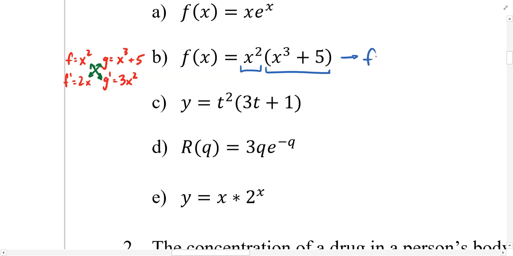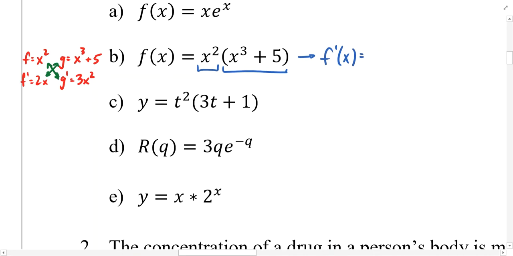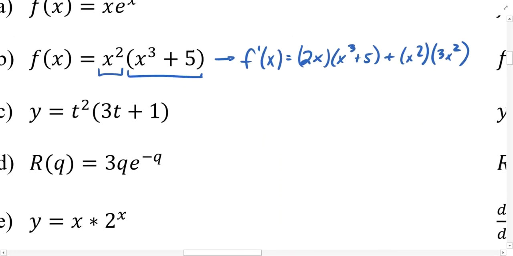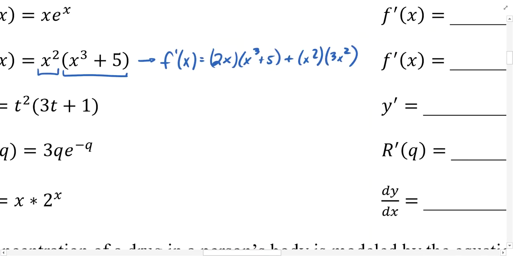And so we would say something like this, that f prime of x is equal to 2x times x cubed plus 5. So I started with this cross product first. And then to that I will add x squared times 3x squared. That was the second round of cross products. I like going in that order because that'll be the same for our quotient rule later.